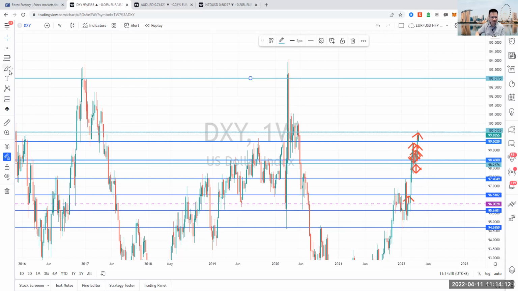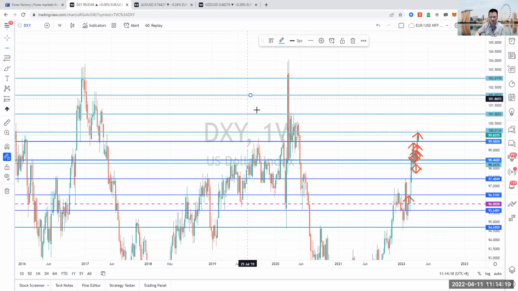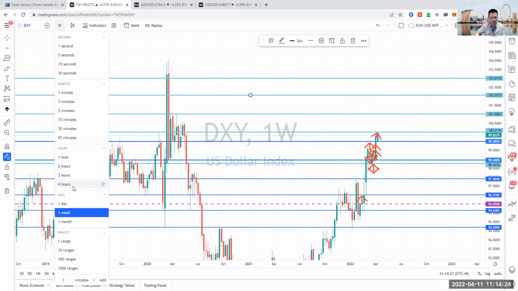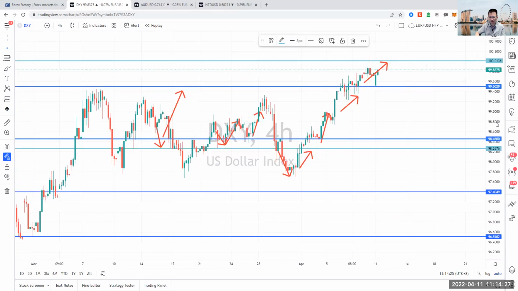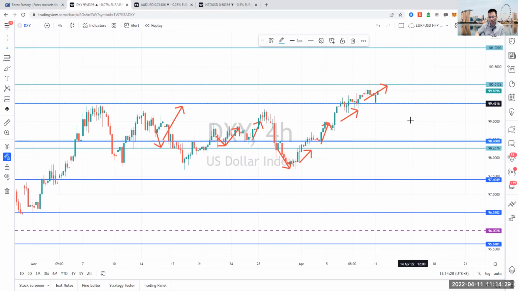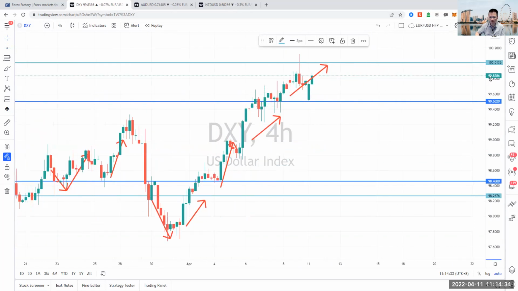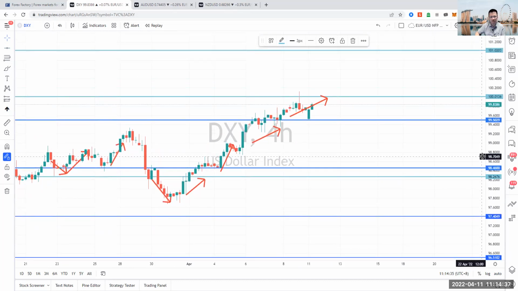Possibly failing to break above, but if it does break, we're going to see 101 and 102, all the round numbers there. But I think that we're going to require a big fundamental shift or some reasons to push it significantly above this 100 level. And at this point, not likely to see that happen until we see the FOMC really come out firm with their decision to push interest rates higher for the US.